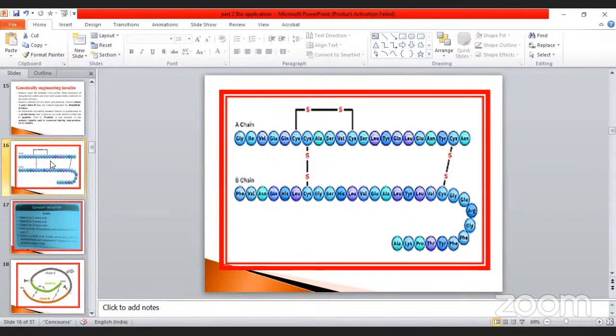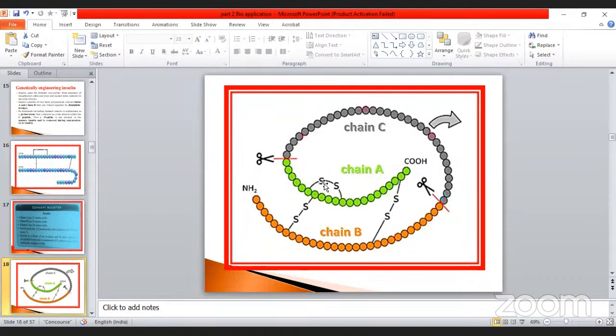See, don't forget, my dear student. This is very, very important. This is the entire structure of the insulin hormone. It contains 3 chains: A chain, B chain, and C chain. The A chain and B chain are connected with the disulfide bridge. If the extension is there, it is considered as a proenzyme. In the mature enzyme, that extension will be completely absent. That is called the C peptide.